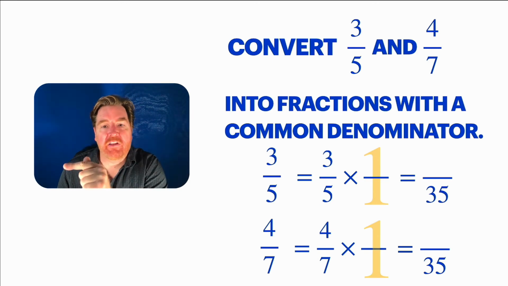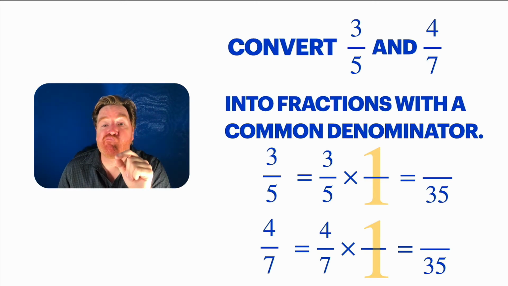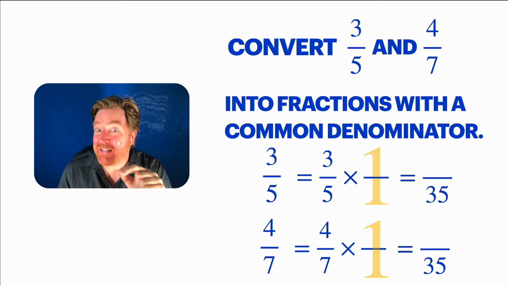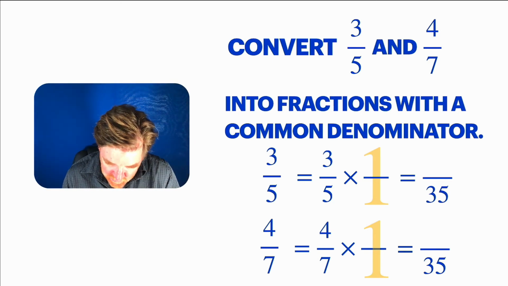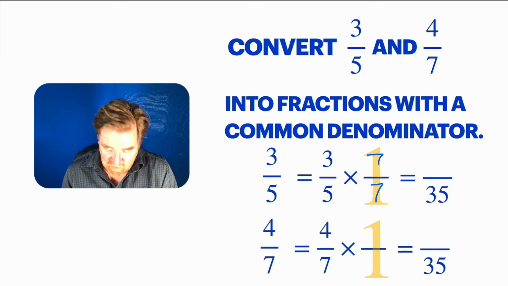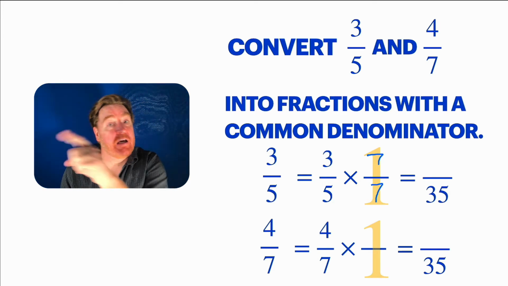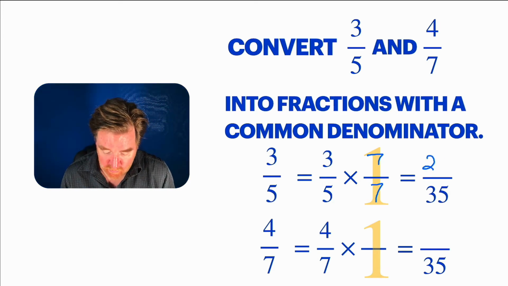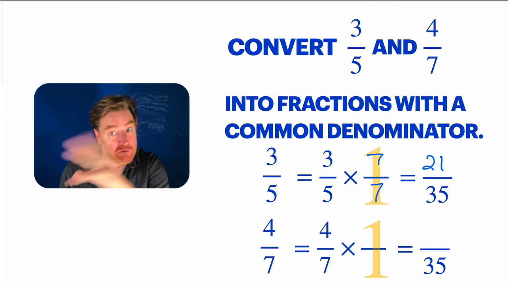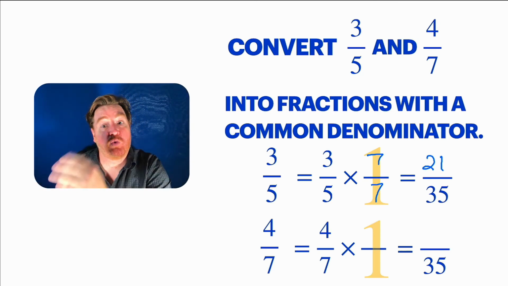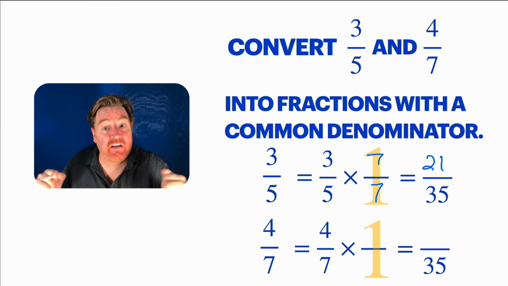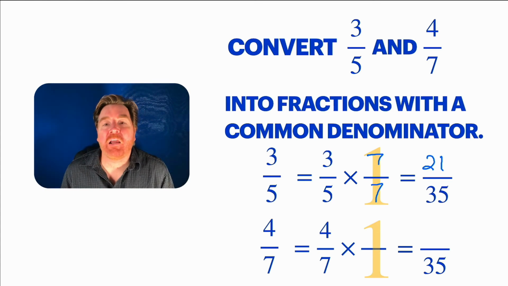So 3/5 into 35ths, we're going to need 7/7. Let's put that in there. So 5 times 7 is 35. 3 times 7 is 21. All right, so 3/5 is really the same number as 21/35. It's just got its 35ths outfit on.